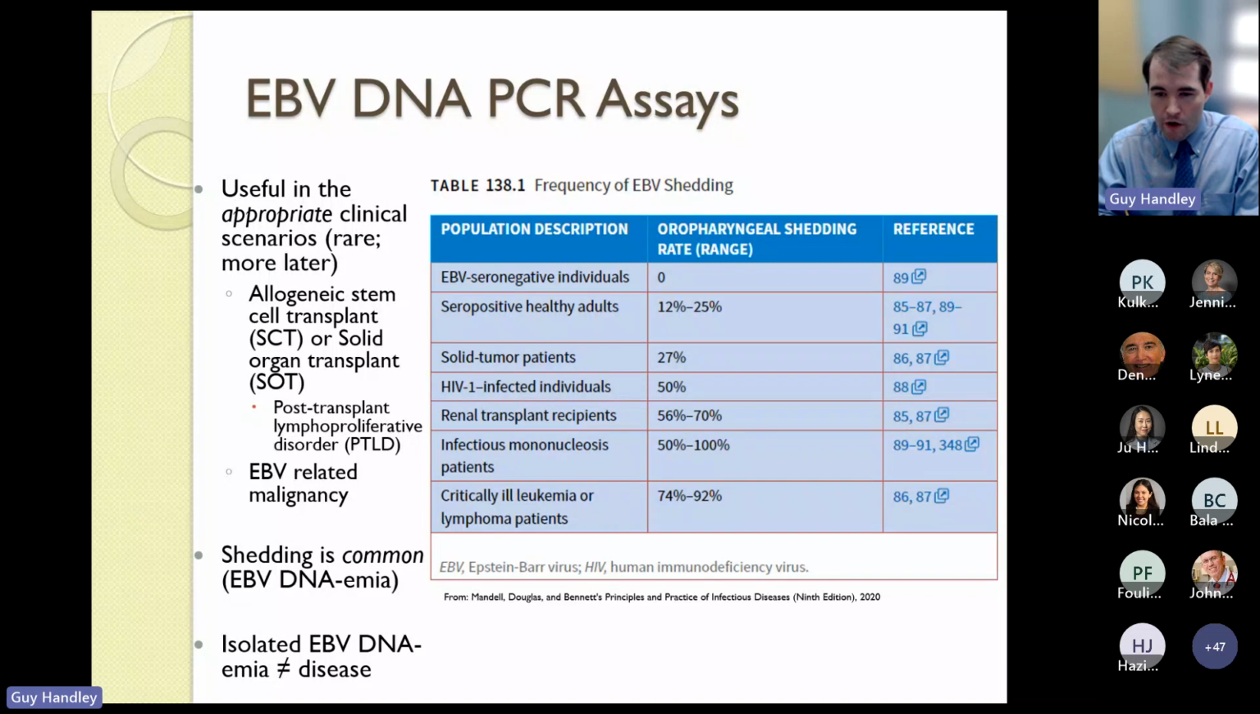But I did want to show this chart just showing how common shedding is in terms of oropharyngeal samples. We talked about the germinal center theory from Dr. Thorley Lawson, that you have lytic reactivation in lymphoepithelium and then shedding. In healthy adults, it's over 10% of the population actively shedding at any given time, and that number goes up the more immunosuppressed a patient is. But this isn't in the circulation, and so certainly having DNA detection in your blood doesn't really equal disease, and it's more prediction of a clonal expansion of an infected cell line.